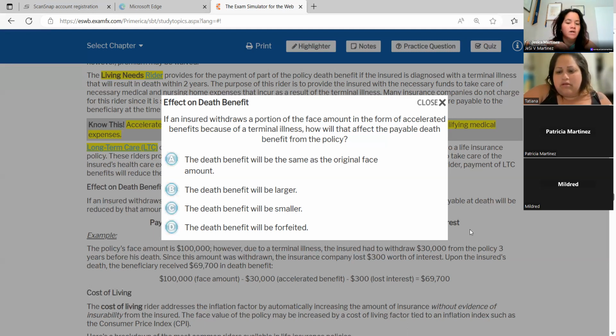So what are you thinking? What do you guys think? It will affect the payable death benefit. It's not larger than before, so it won't be B or D. Those are automatically out of the question. Now this one, even though I think it's A, it's C.